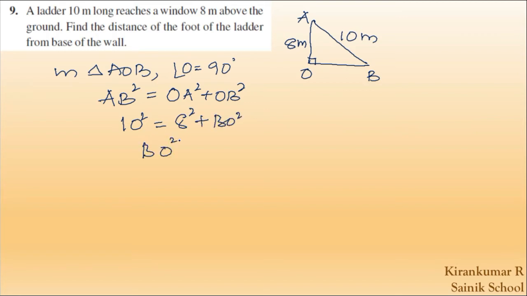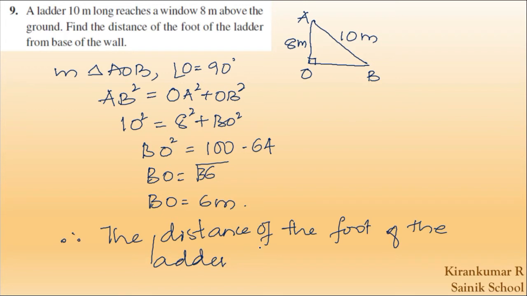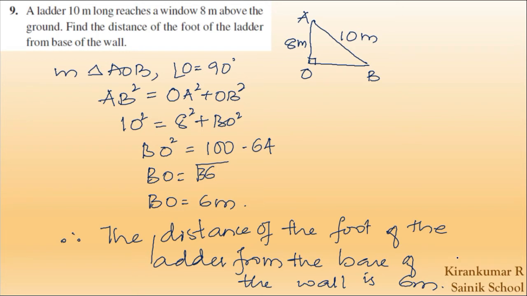So we can find BO square, which is 100 minus 64. The difference is 36. So BO is root of 36, so the BO length is 6 meter. Therefore, the distance of the foot of the ladder from the base of the wall is 6 meters.